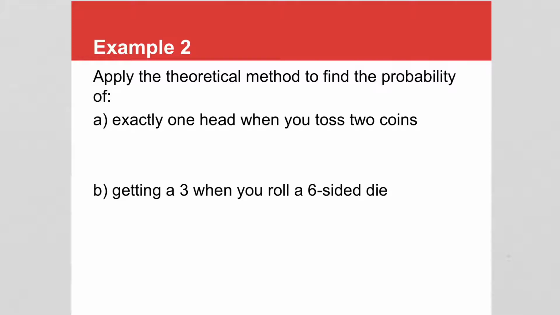So you toss two coins, you could get heads and then tails. You could get tails and then heads. You could get two heads, or you could get two tails. So there's two situations where you could get exactly one head. So the probability of one head would be 2 out of the 4. Do reduce these. So the probability would be 1/2. 1 out of 2.